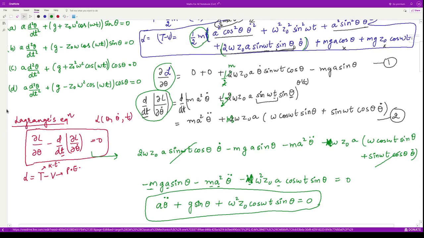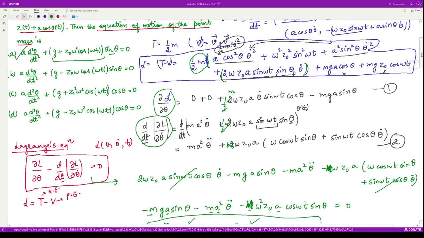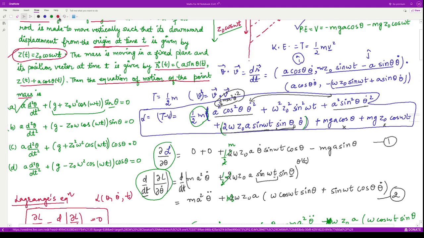So let us now match this with the given 4 options. So these are the options given to us. So can you see which equation matches with this one? So if we take sine theta common from here, we are left with g plus omega square z naught cos omega t. So this term into sine theta and plus a into theta double dot. So this is the option A. Therefore, this option A is the correct option for the given problem.